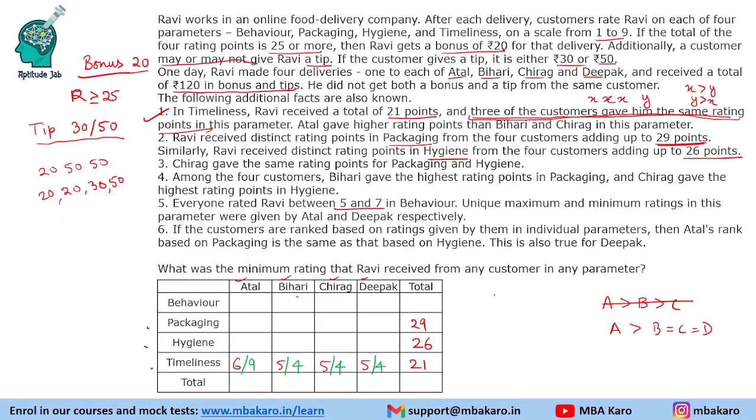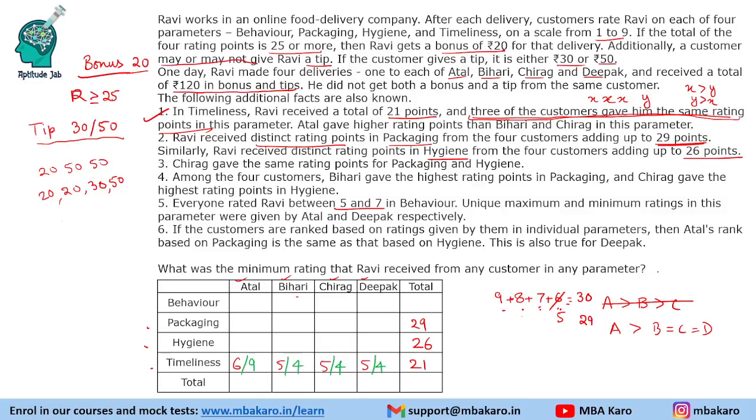So if you put 10, the maximum a person can give is 9. If you give four distinct ratings, 9, 8, 7, 6, that adds to 30. Now the person is getting 29. That means you have to remove one from these numbers. Now if you remove one from 9, it will become 8, 8, 7, 6. Not possible. If you remove 1 from here, it becomes 9 7 7 6. 7 is repeating. If you remove 1 from here, 9 7 6 6. 6 is repeating. So we will need to remove 1 from here. So we have 9 8 7 5.